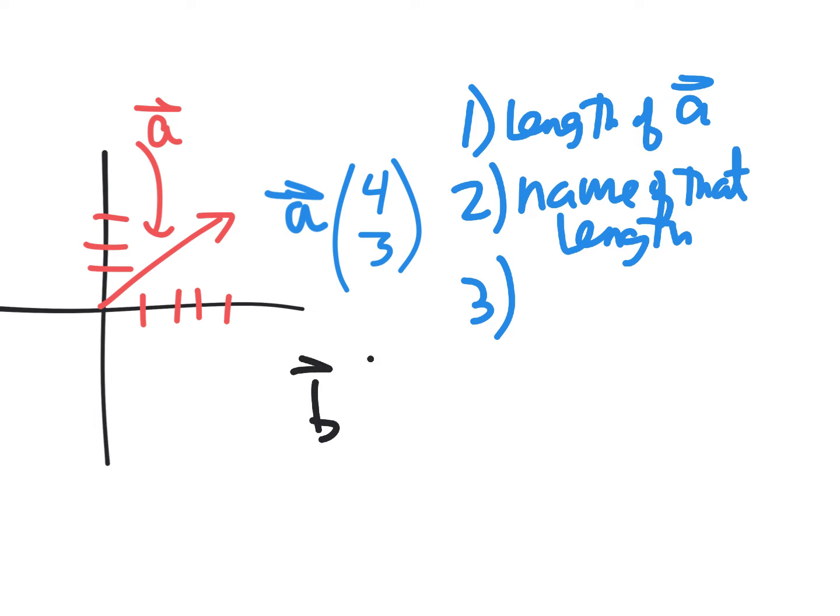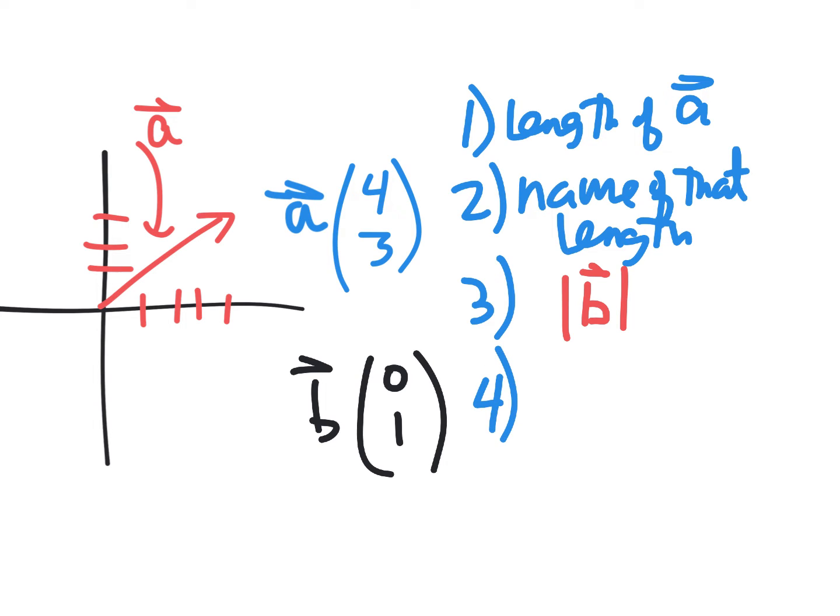Introducing the B vector. It's going to be 0, 1. If you know what this symbol means, you'll be able to do that to the B vector. Number 4. You should be able to figure out what's the A vector plus the B vector. No, it's not the C vector.